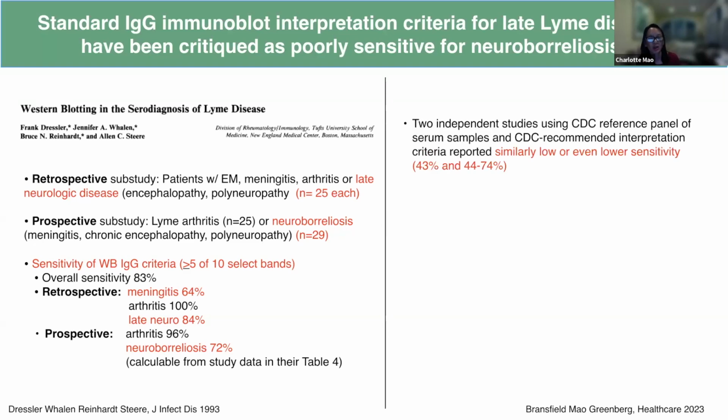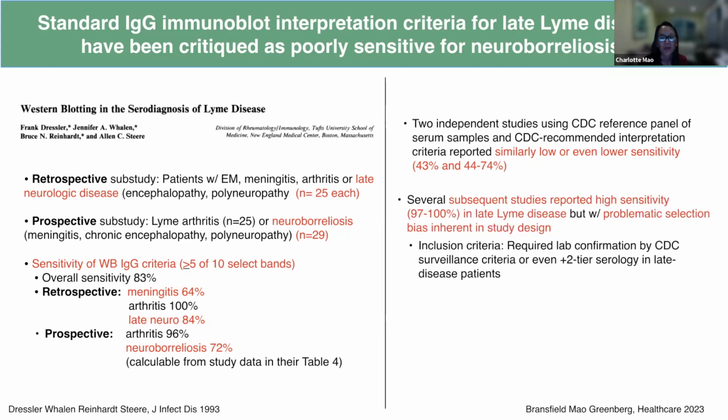So there actually were subsequently 2 independent studies that used reference samples from the Centers for Disease Control and used their recommended interpretation criteria and reported similarly low or even lower sensitivity of only 43% in one study and 44 to 74% in the other. Several subsequent studies have reported high sensitivity in the high 90s to 100% in late Lyme disease. But importantly, there is problematic selection bias inherent in the study design of these studies.